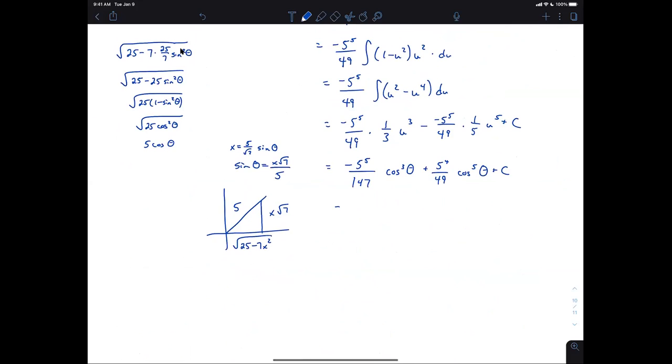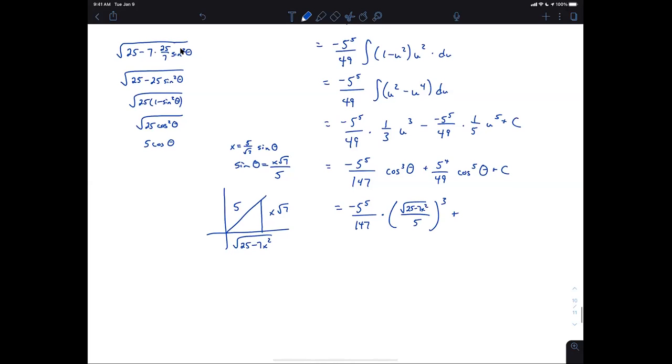And now you get cosine off of both of those. So you get cosine of x to the 3rd, and then cosine of x to the 5th. But cosine's adjacent over hypotenuse, or x over r. And then there's some simplifying we can do.